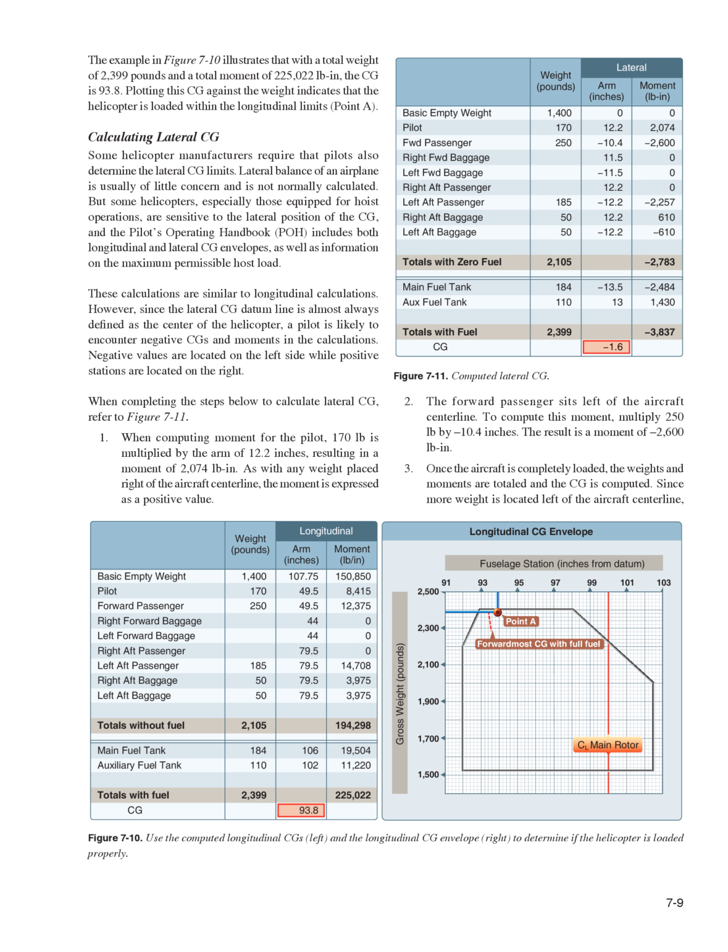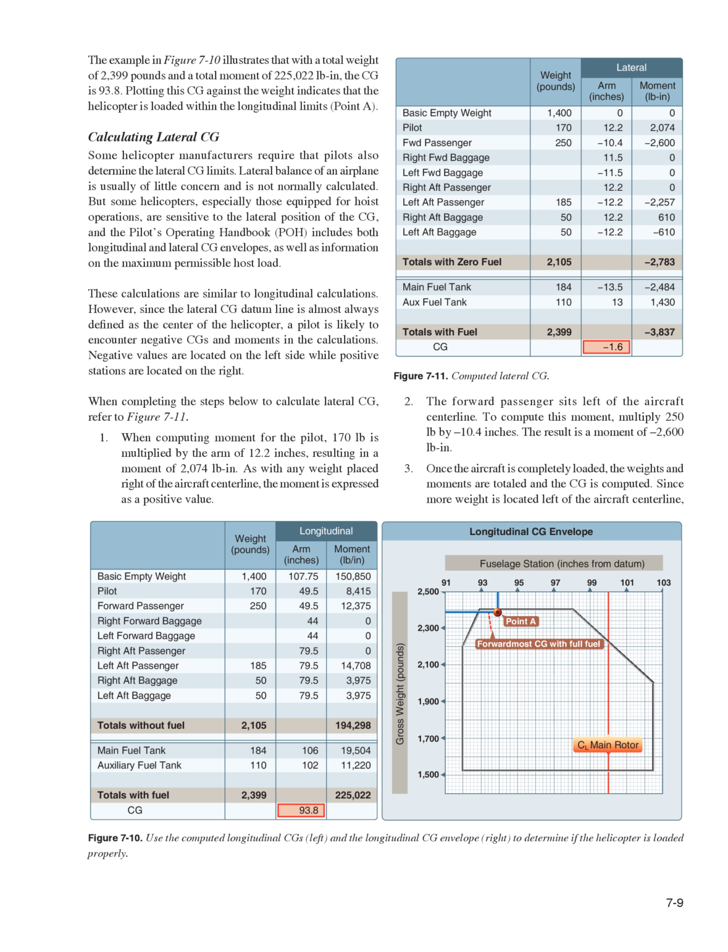However, since the lateral CG datum line is almost always defined as the center of the helicopter, a pilot is likely to encounter negative CGs and moments in the calculations. Negative values are located on the left side while positive stations are located on the right. When completing the steps below to calculate lateral CG, refer to Figure 7.11.